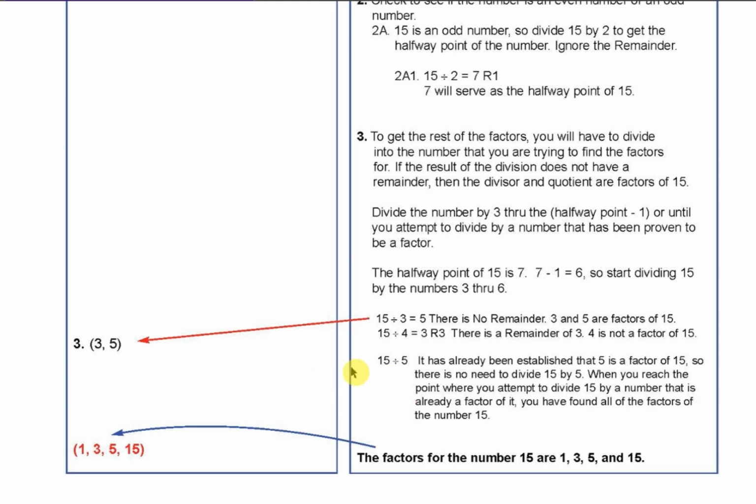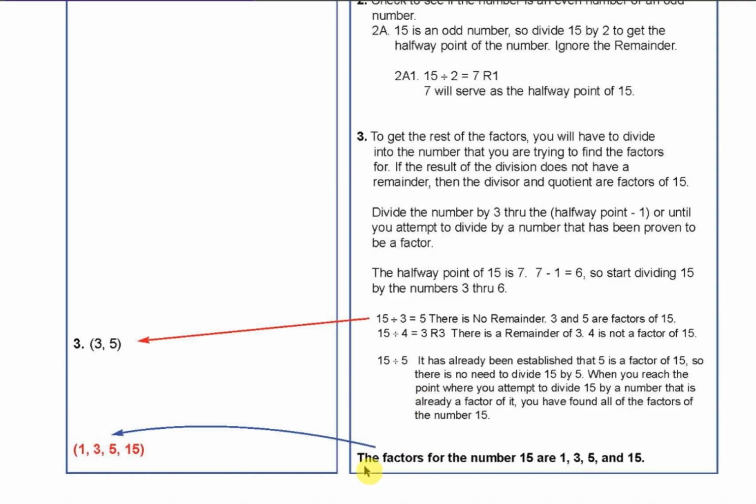So, remember, when we divided it by 3, the result was 5 with no remainder. So that meant that 3 and 5 were factors of 15. So now there is no need to divide 15 by 5 or any other higher number. We have already found out that 5 is a factor of 15.